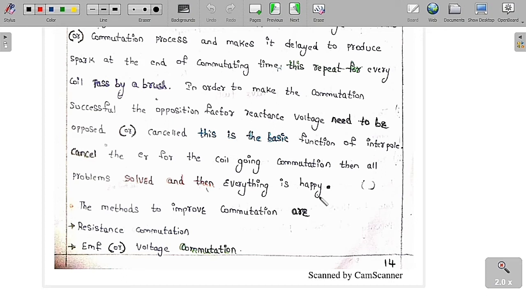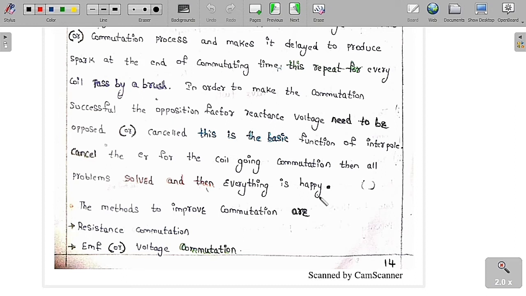So whatever coil is undergoing commutation will have some reactance voltage. It will oppose a change in current. Therefore at the end also the current will be in the same direction. So sparking is going to occur at the trailing edge of the brush, and we can say there is commutation failure. If you remove this ER, then everything is happy because the commutation is successful. So we have to remove this ER with the help of the interpole. That is the meaning of this concept.